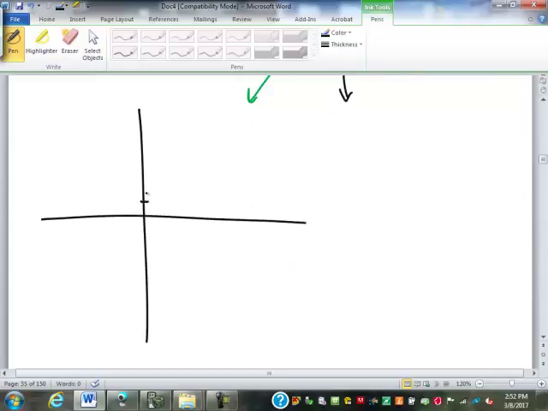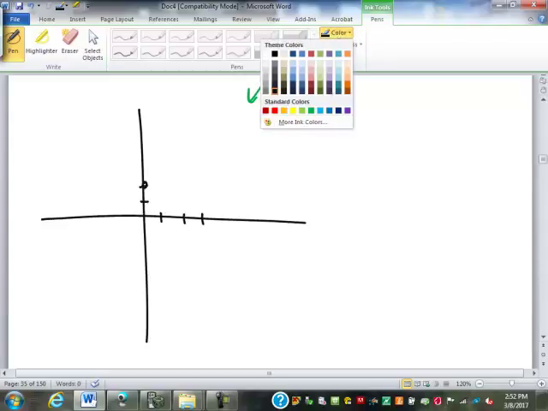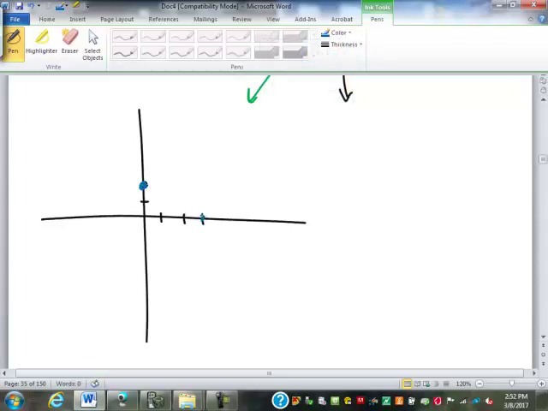So on our graph, what's the slope of this line going to be? Well, our rise is 2, but is it positive or negative? It's going down this time. So that's a negative 2. And our run is 3. So the slope here is a negative 2/3. Good.